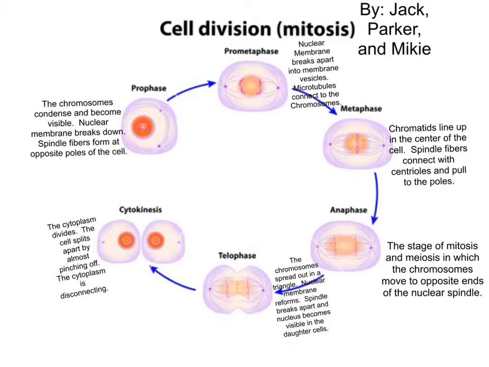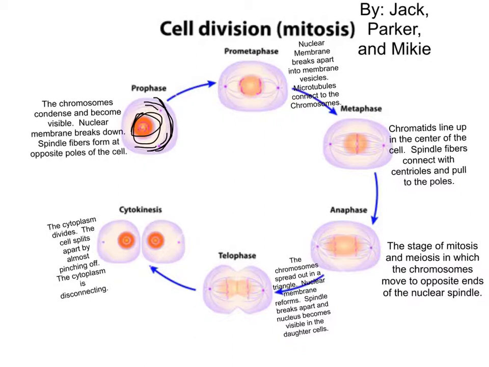In prophase, the chromosomes condense and become visible. The nuclear membrane breaks down, and spindle fibers form at opposite ends of the poles.